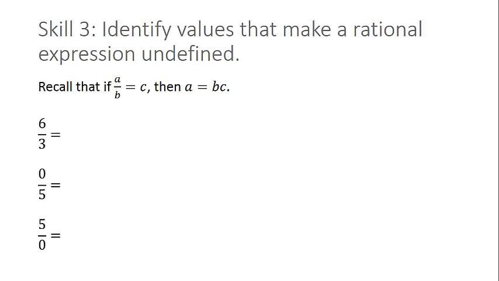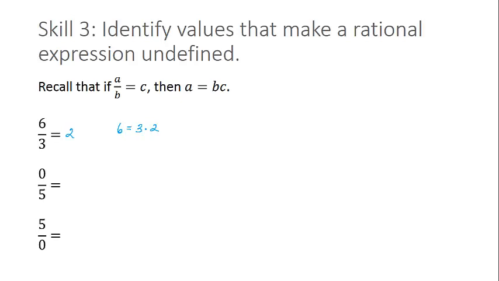So let's back up and start with what it means to divide two numbers, and then we'll lead that into the restrictions. Recall that if a divided by b is equal to c, that means a is equal to b times c. With some simple expressions, 6 divided by 3 is 2, and that is because 6 is equal to 3 times 2.